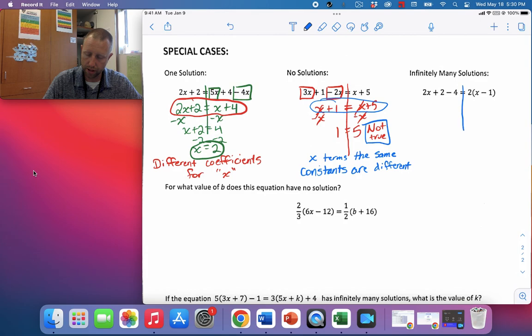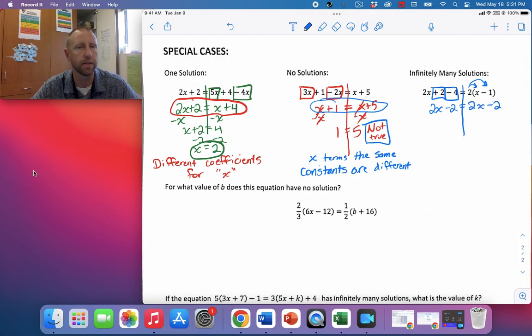Okay, the first thing I've got to do is simplify. I see on the left-hand side, I have this plus 2, and then this minus 4. Well, 2 minus 4 is negative 2, so I have 2x minus 2. On the right-hand side, I've got to distribute. 2 times x is 2x. 2 times negative 1 is negative 2.